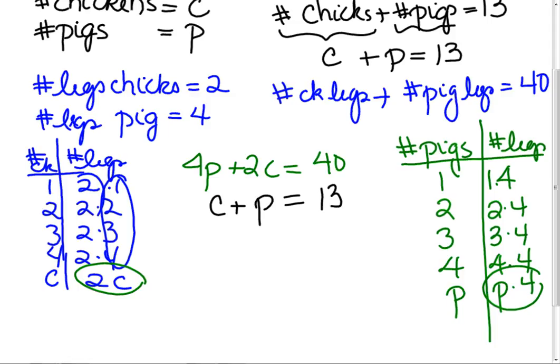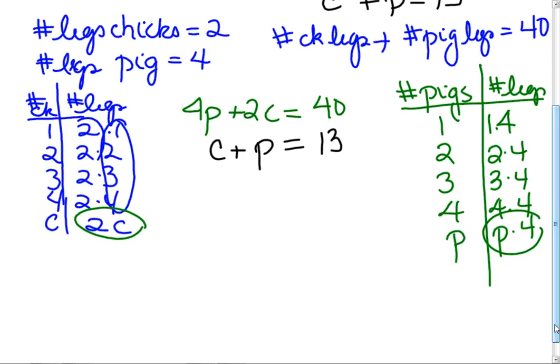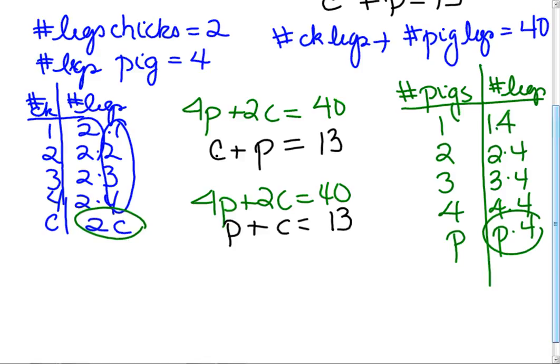Those letters are not even lined up, are they? Well, this is a P and that's a C. You can't combine those. They're not the same. So how about if I take the top one, keep it the same way it's written, and let's just switch the order on the bottom equation. Can I just switch C and P? Does that change anything? No. So P plus C equals 13. I want to have them lined up.